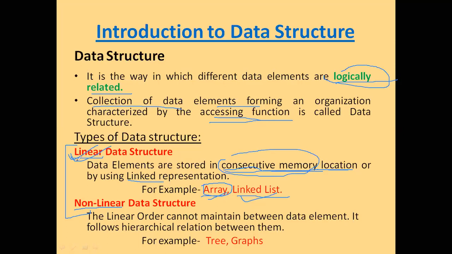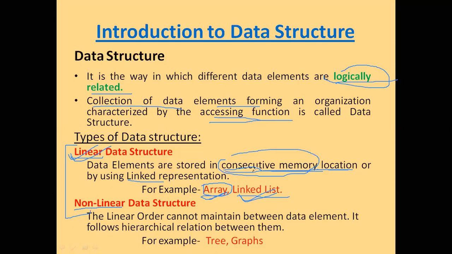So in linear data structures we have two types. In our syllabus we are using array and linked list. Data elements are stored in consecutive memory locations or by using linked representation, meaning you are accessing data linearly one after another. Understood? Now, what is a non-linear data structure?